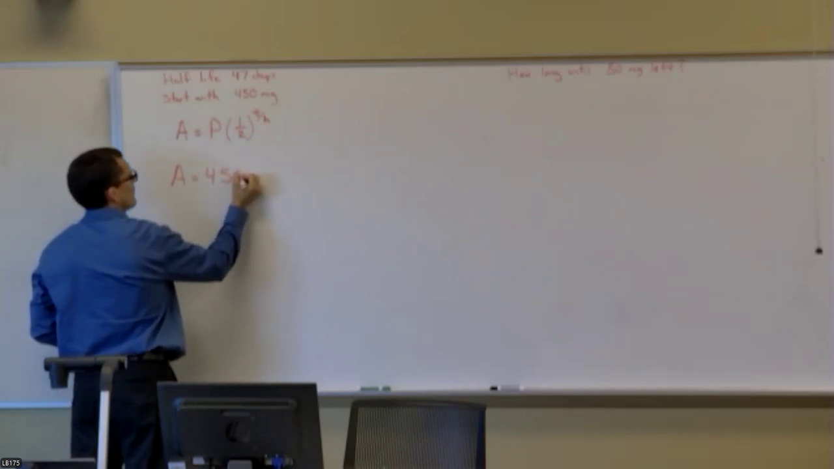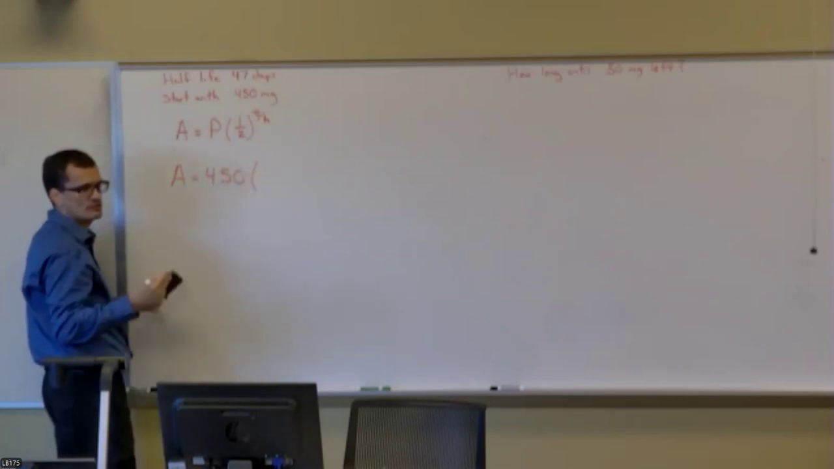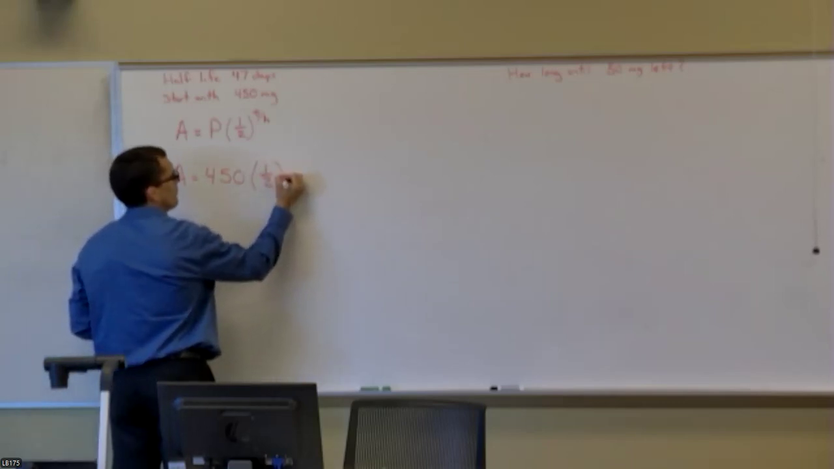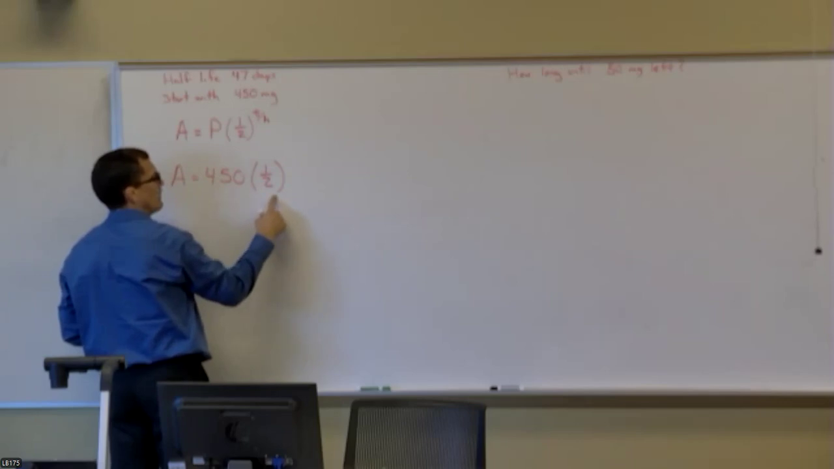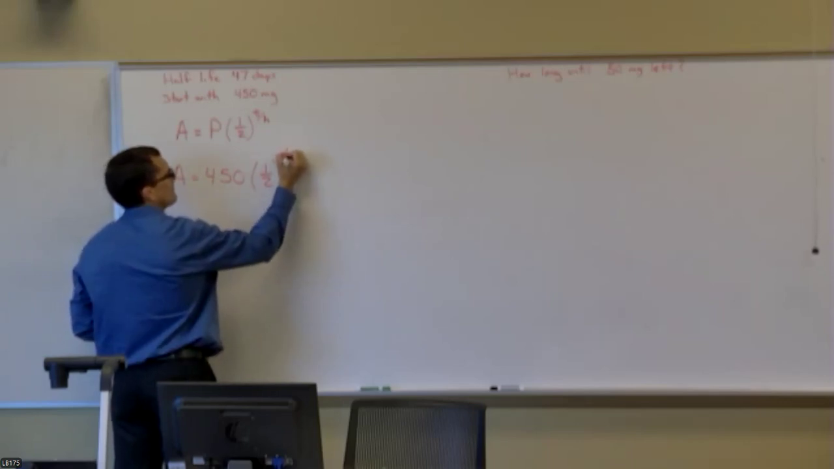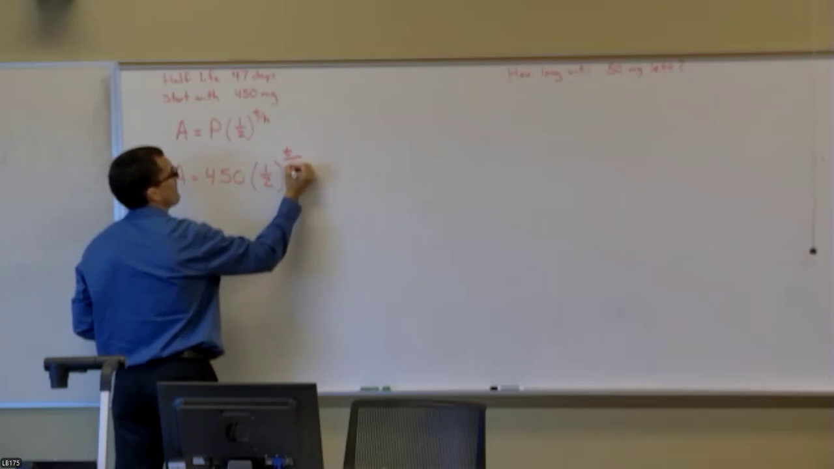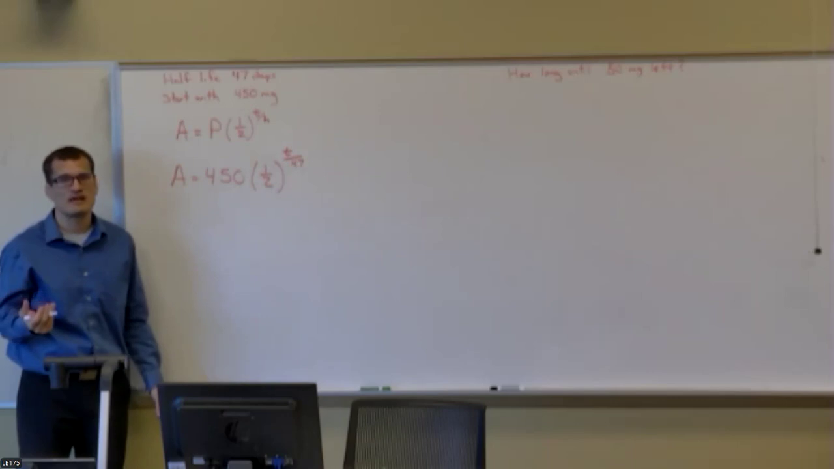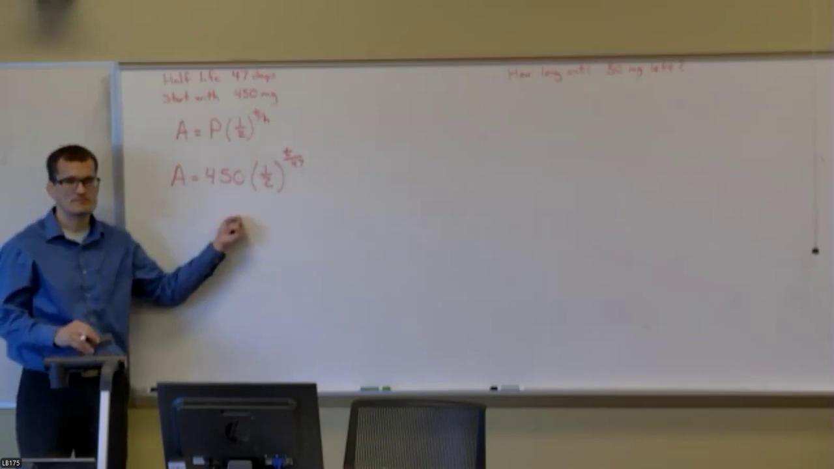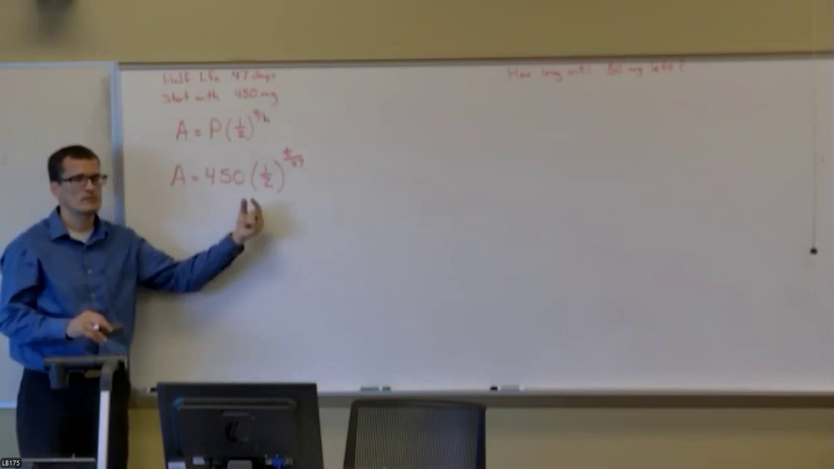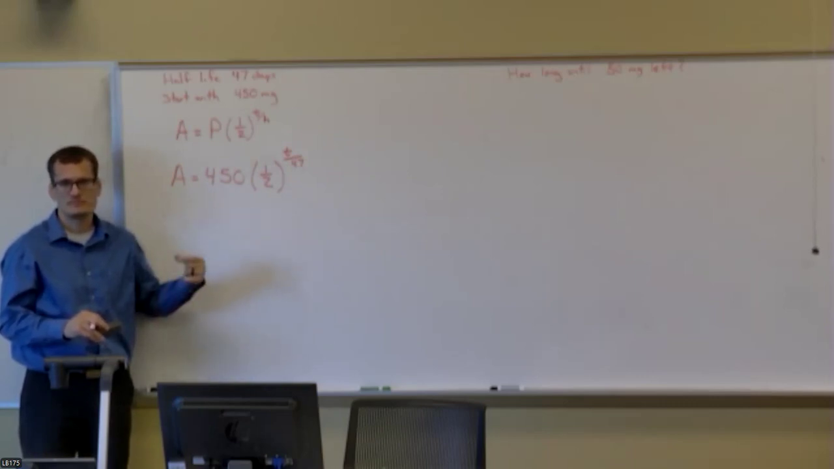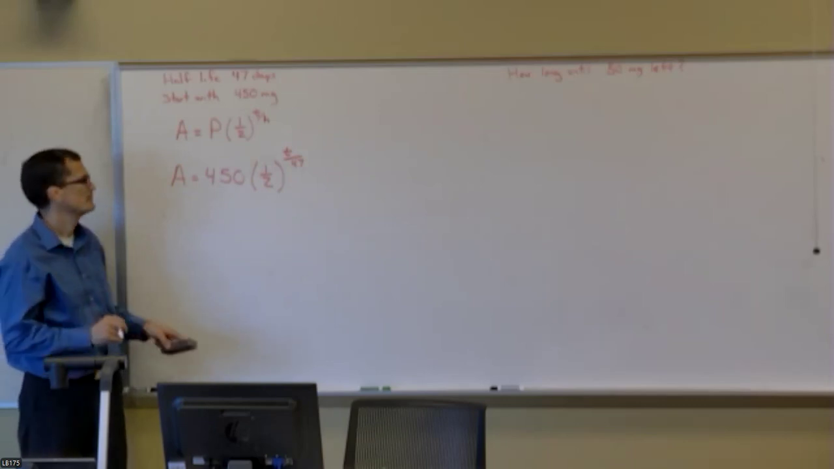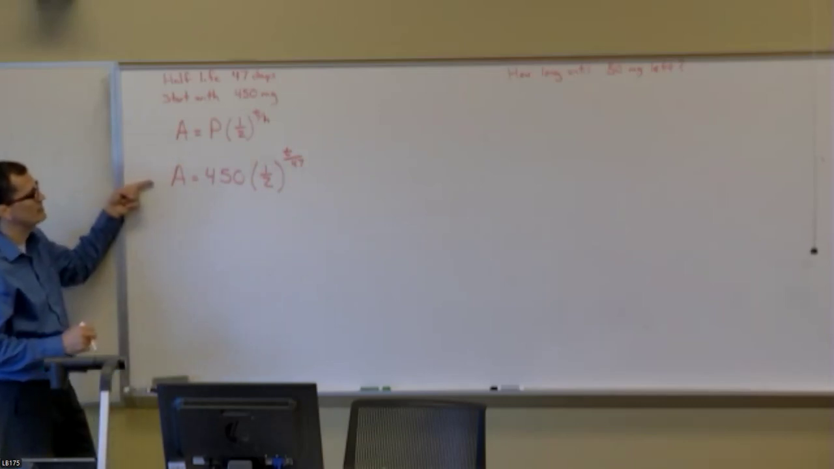We're going to start with 450. That's my principal or starting amount. And I'm going to put 450 times 1/2 raised to the T divided by 47. That way, when the T hits 47, we multiply it by 1/2. When we add another 47, multiply by another 1/2. Add another 47 days, multiply by another 1/2. So this is what the equation is going to look like.